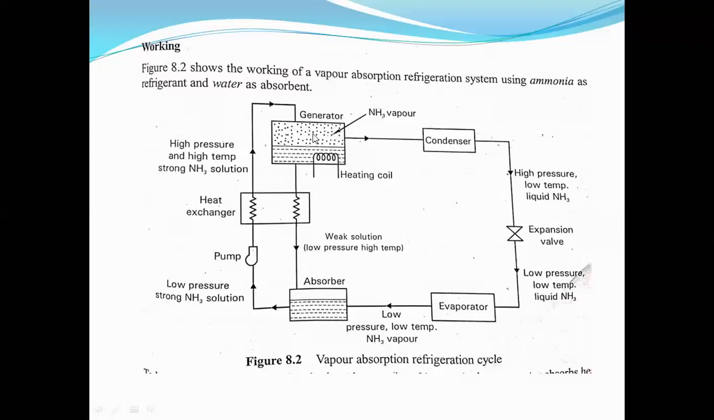As I said, the density of vapor is always lesser than the density of the liquid. That's why it floats on the surface of the cabinet.